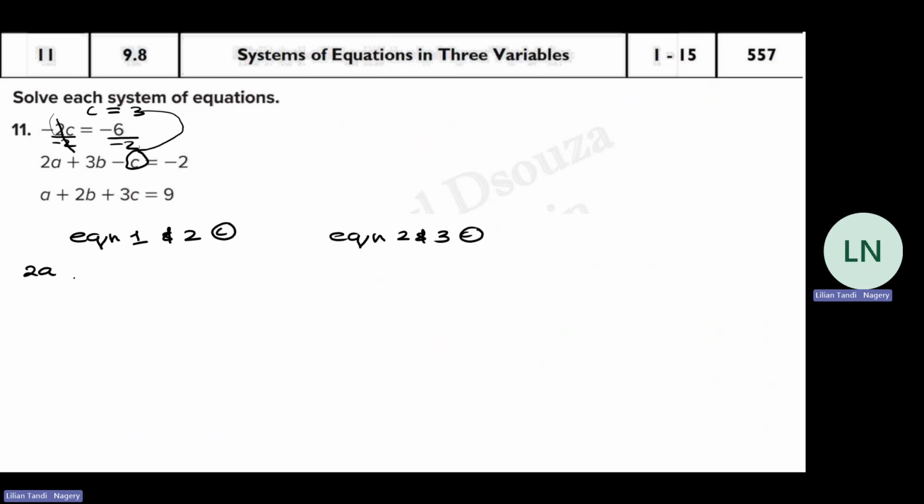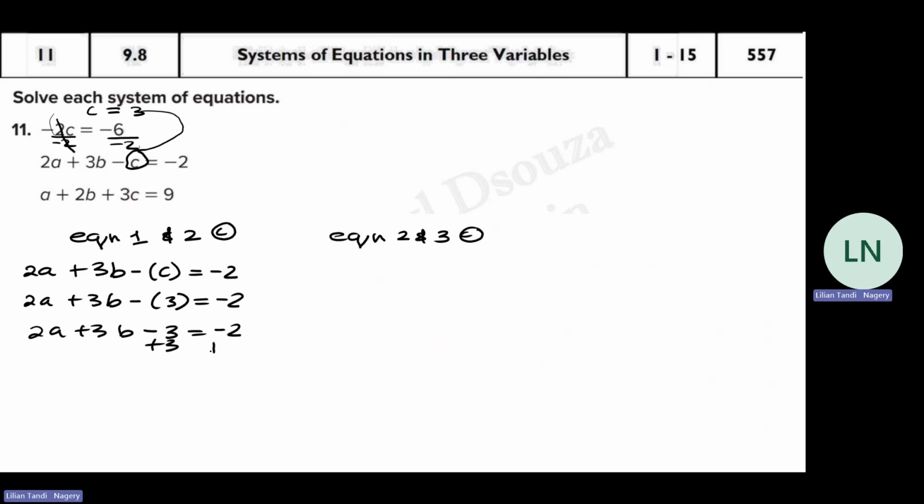Okay, 2A plus 3B minus C equals negative 2. 2A plus 3B minus 3 equals negative 2. 2A plus 3B minus 3 equals negative 2, plus 3 on both sides. 2A plus 3B equals 1.